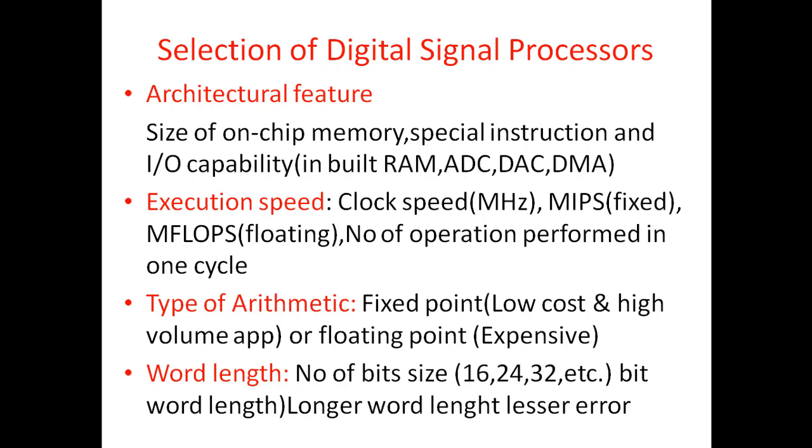How to select a digital signal processor? First point is architecture features: size of on-chip memory, special instructions and input-output capabilities. Execution speed, clock speed, and the number of operations performed in one cycle, that is measured as MIPS, million instructions per second. Type of arithmetic: fixed point is for low cost and high volume applications, whereas floating point is expensive and is used for higher applications. Word length, the number of bits like 16, 24, 32, etc. Longer word length, lesser error.